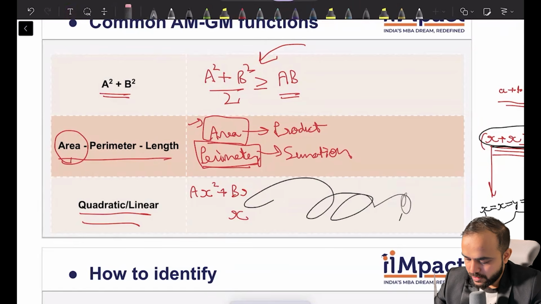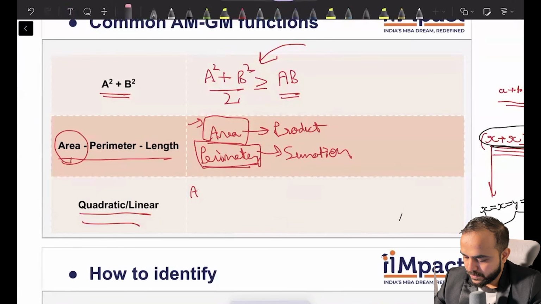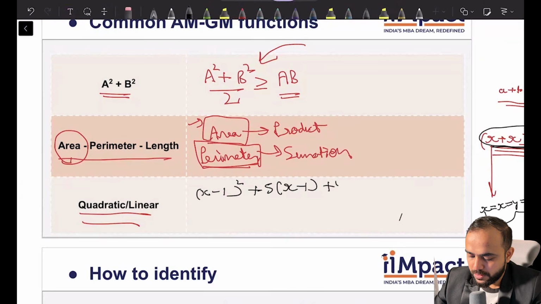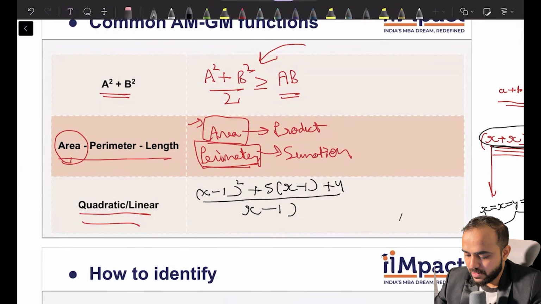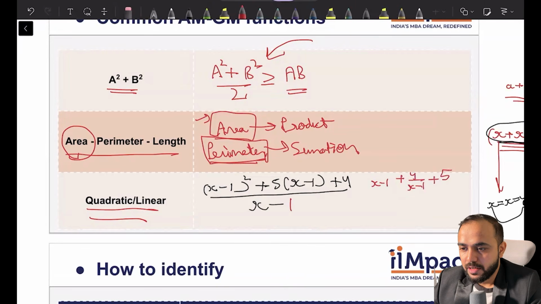Let us take another example. Let us say that I have something like x minus 1 whole square plus 5 times x minus 1 plus 4 divided by x minus 1. So I can write this as x minus 1 plus 4 by x minus 1 plus 5. In the first two terms, I can apply AM-GM, and the fifth and the third term is a constant number.